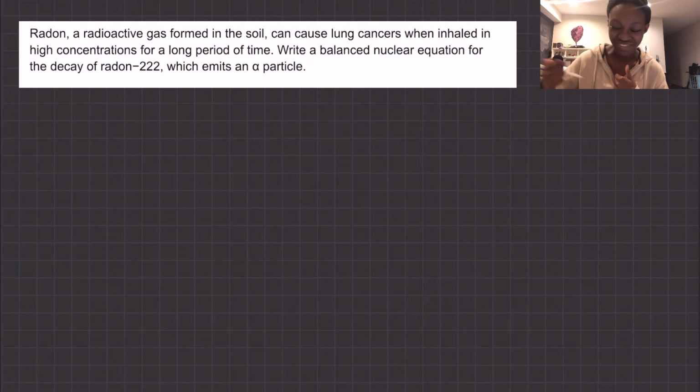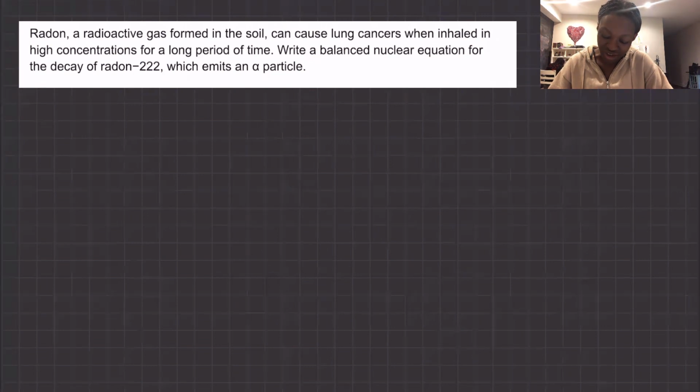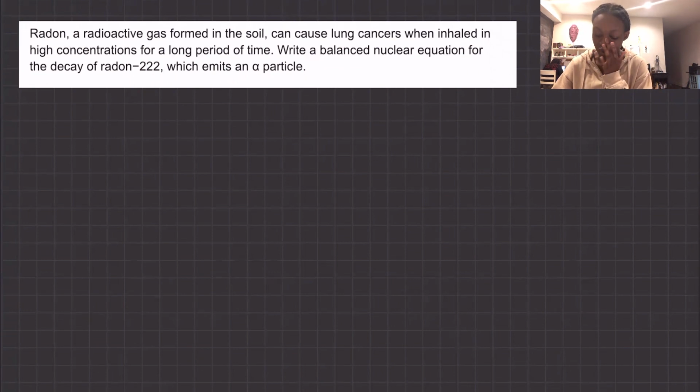Okay, let's get started. So let's say we have a question similar to this one where it says, radon is a radioactive gas formed in the soil, and it can cause lung cancers when inhaled in high concentrations for a long period of time. Write a balanced nuclear reaction for the decay of radon-222, which emits an alpha particle.